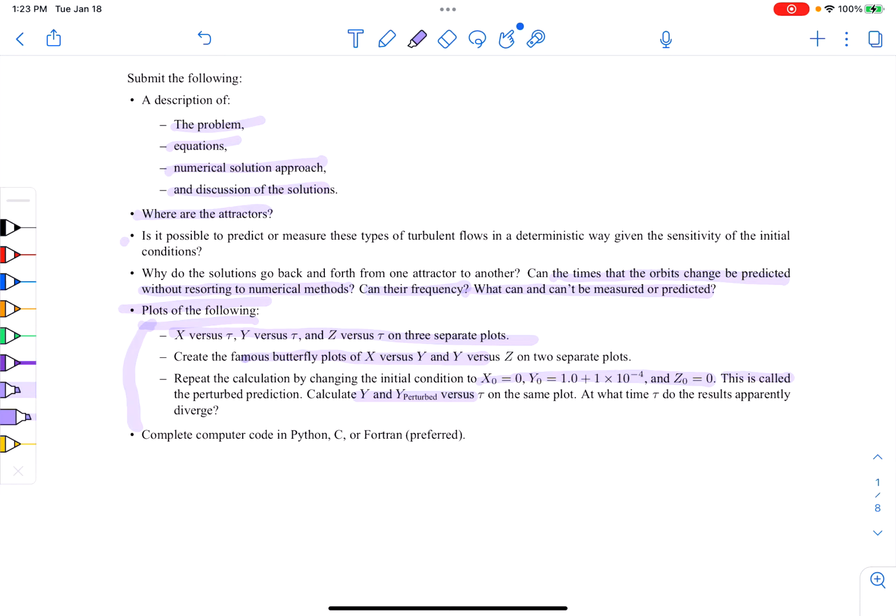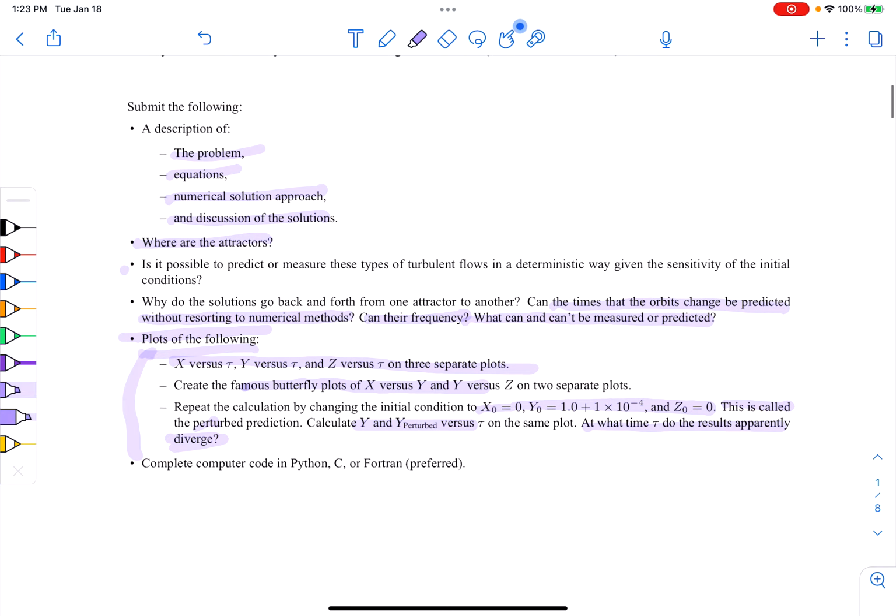versus tau. And I ask you, at what time tau does the results apparently diverge? So I have different initial conditions, but I will have seemingly the same results for a long period of time. And how long is that? Anyway, this is just what you submit.